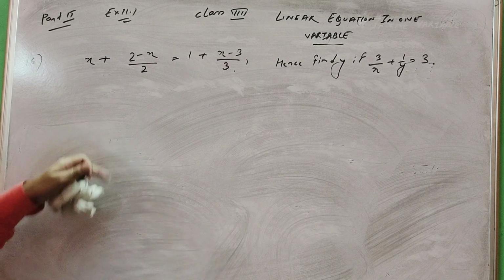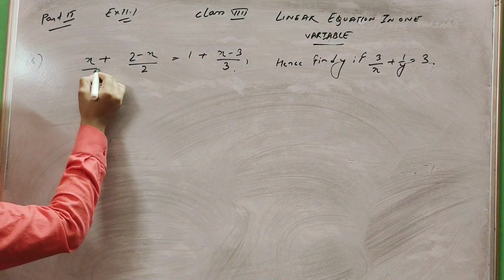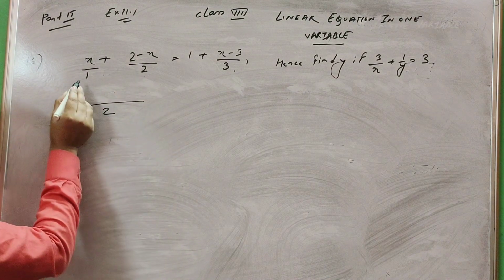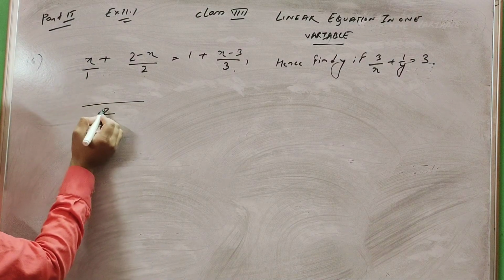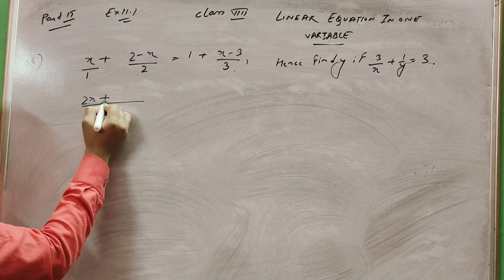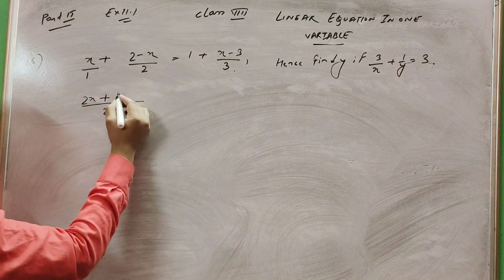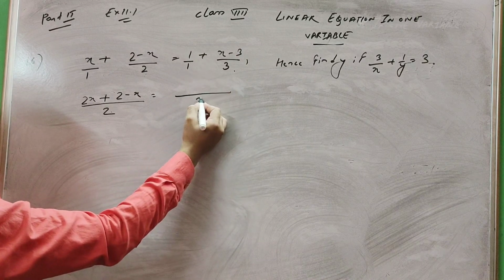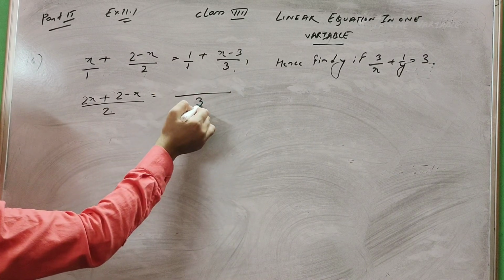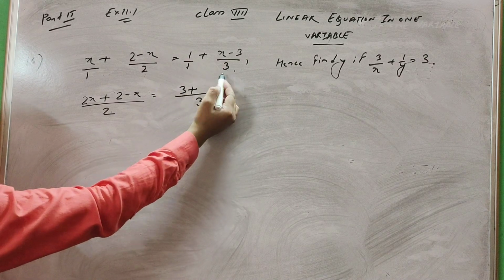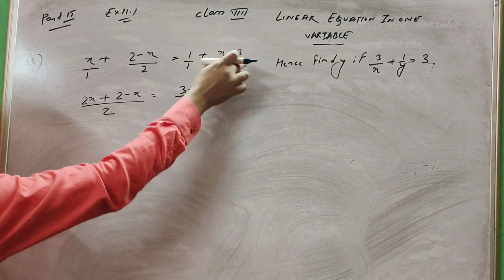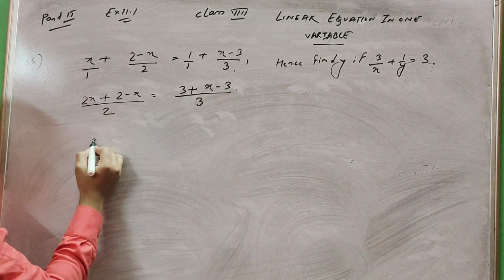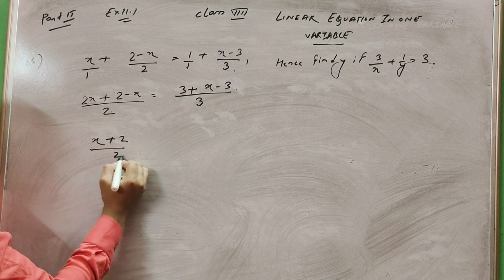So first of all, we find the value of x. Nothing is in the denominator of the 2, so we write 2. Taking the LCM of 1 and 2, that is 2. Dividing 2 by 1, it's 2 into x, that is 2x. Okay, 2 divide 2, that is 1. 1 multiply 2 minus x is 2 minus x equals 2. Again taking the LCM of 3 and 1, that is 3. Dividing 3 by 3 is 1, and 1 into x minus 3 is x minus 3. Okay. So 2x minus x, that is x plus 2 by 2 equals 3.